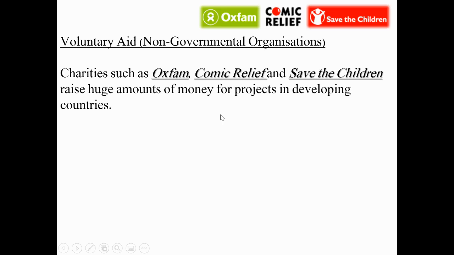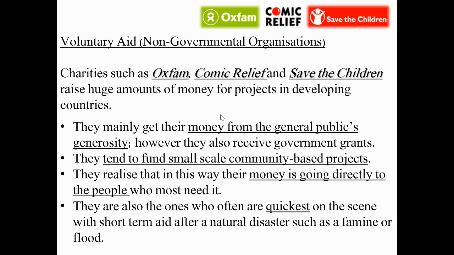Now, if you look at voluntary aid, this is what we'd call aid given by non-governmental organisations. So this can be things like Oxfam, Comic Relief, Save the Children, who will raise huge amounts of money for projects in developing countries. Now, this voluntary aid tends not to be conditional, it tends not to be tied aid, it doesn't have conditions attached, but it can be both long-term aid and short-term aid, depending on what it's for. They generally get this money from people's generosity, from people like you and me giving money to them. But they do also receive money from the governments.